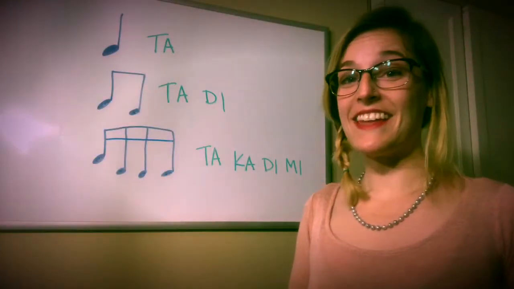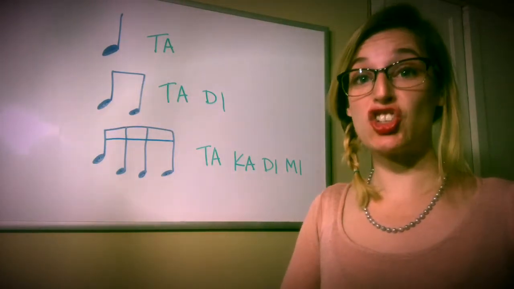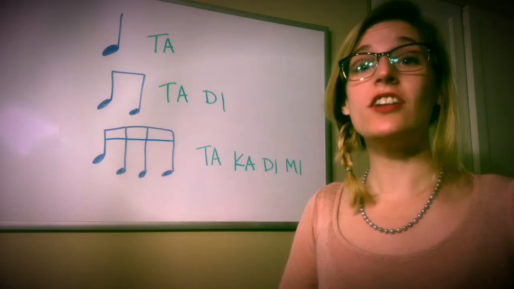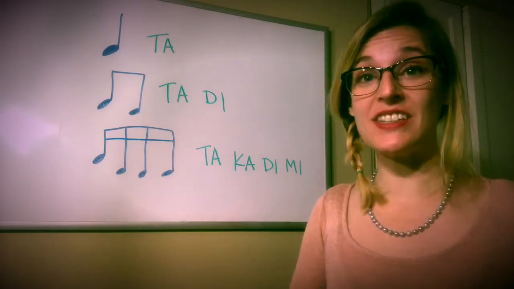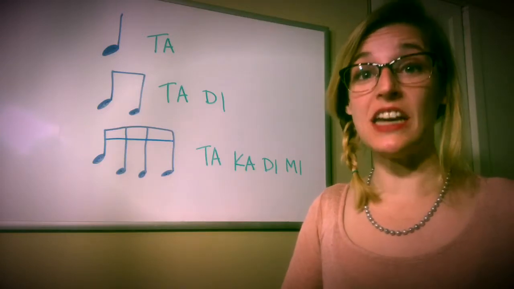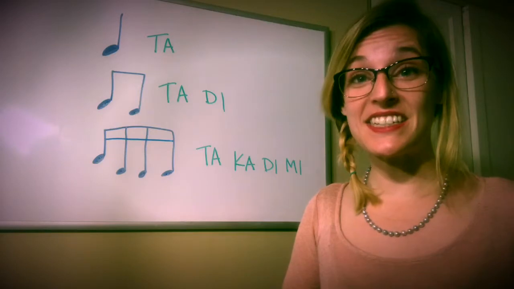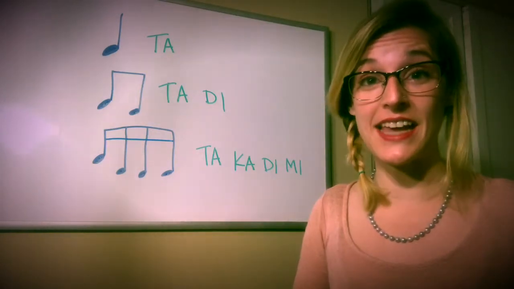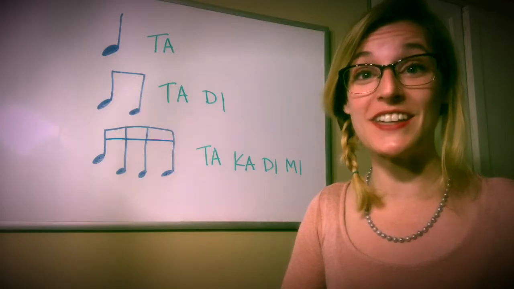While we're at it, let's play with rhythmic solfege, where the downbeat sounds like ta, ta, ta, ta, and the eighth note subdivision sounds like ta-dee, ta-dee, ta-dee, ta-dee, and the 16th note subdivision sounds like taka-dee-me, taka-dee-me, taka-dee-me, taka-dee-me.